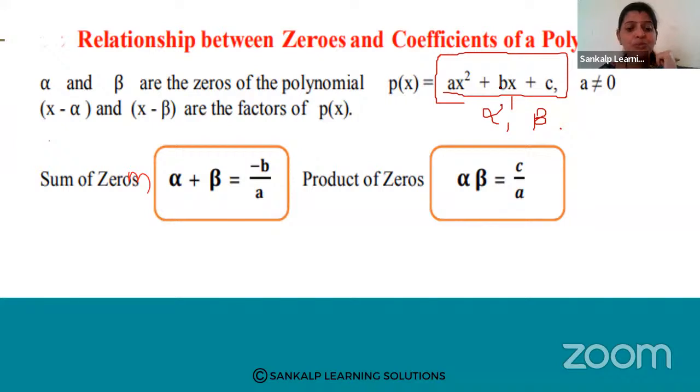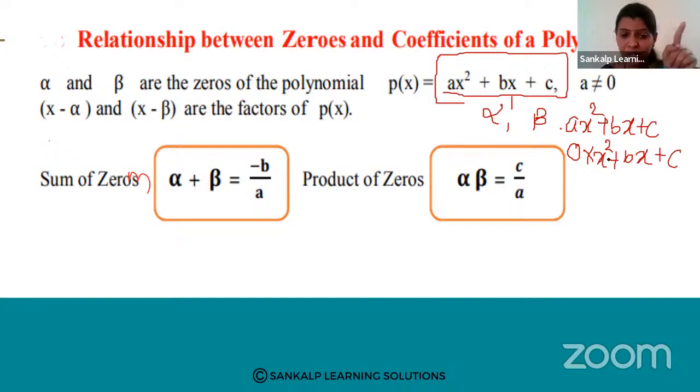If a becomes 0, what will happen? See, it is a quadratic polynomial. The condition is a is not equal to 0. If a becomes 0, what will happen? We have ax square plus bx plus c. If a becomes 0, 0 into x square plus bx plus c. So 0 into x square is 0 only. So what remains finally? Bx plus c. Bx plus c, is it a quadratic polynomial?